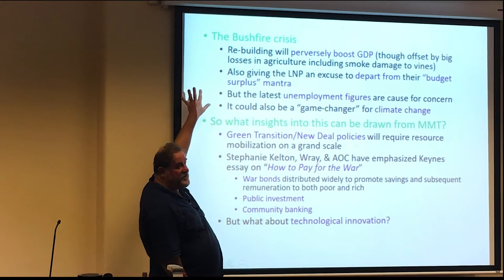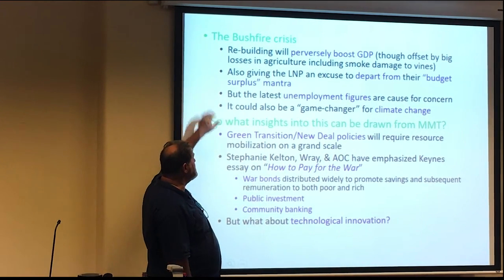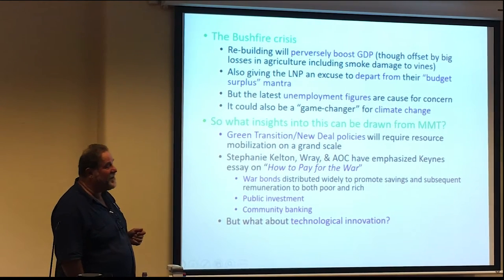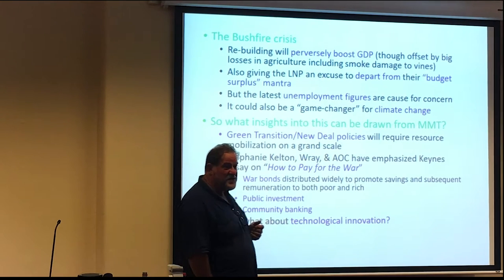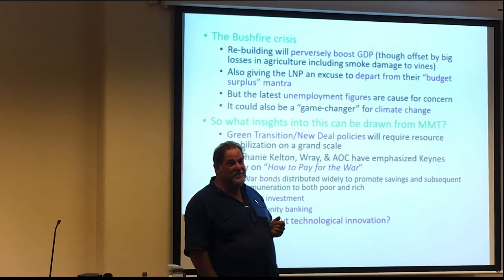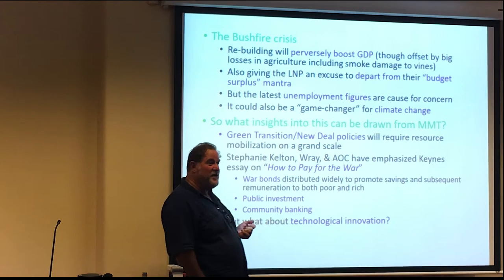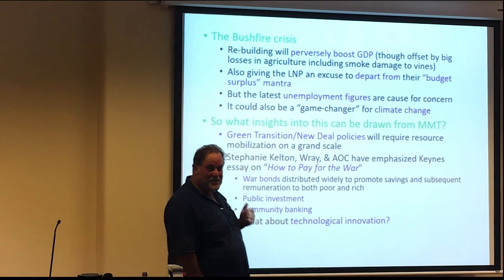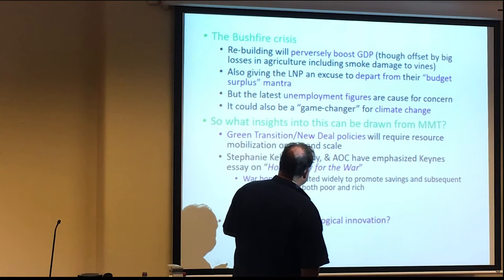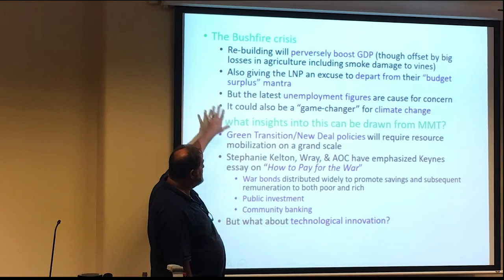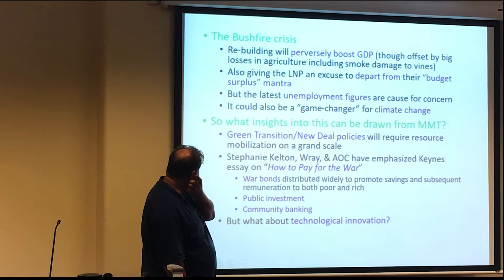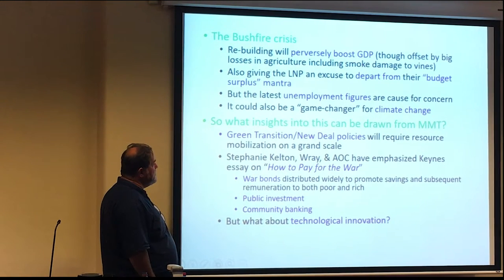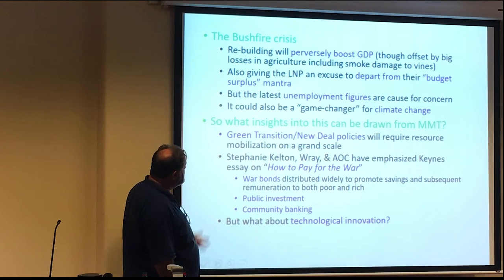Of course, that might give the Liberal National Party an excuse to depart from their budget surplus mantra. Of course, we've got a Royal Commission at the moment into the bushfire crisis, and presumably they're hoping that by the time the Commission reports in 6 months' time, everyone will have forgotten about the bushfires because the drought will be over. But it could also be a game changer for climate change, especially if enough activist interest builds up.